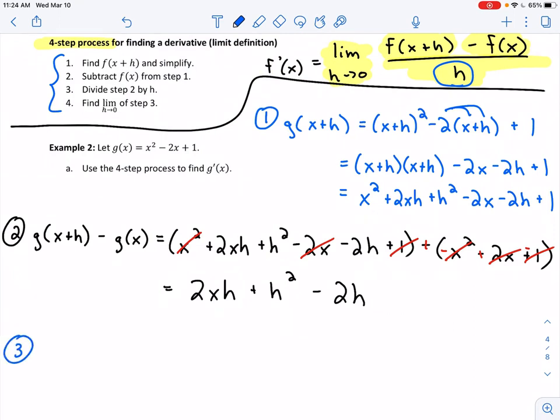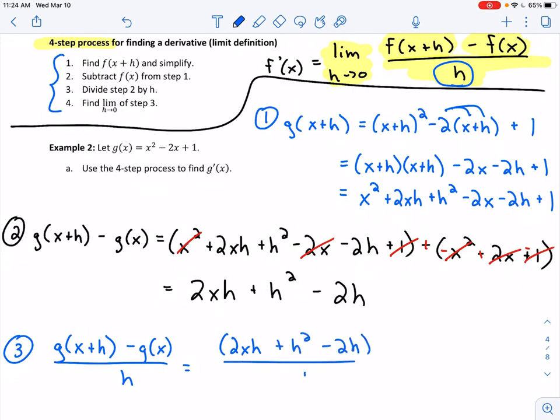Step 3 says, okay, I'm going to take what I've got, which is g of x plus h minus g of x. I'm going to divide that whole thing by h. So I'm going to take what I found in step 2, 2xh plus h squared minus 2h, and divide that by h. And remember I said our goal here is to see if we can cancel that h in the denominator.